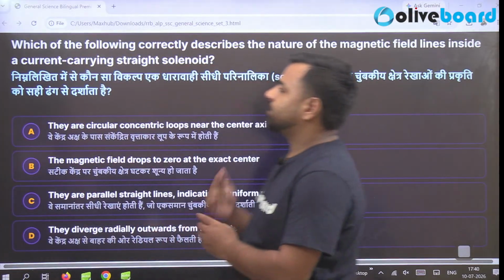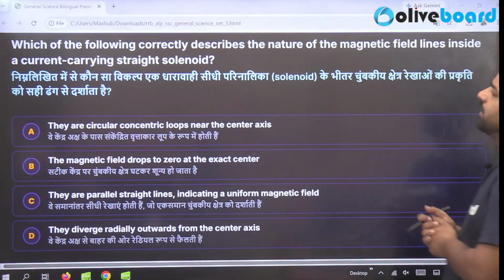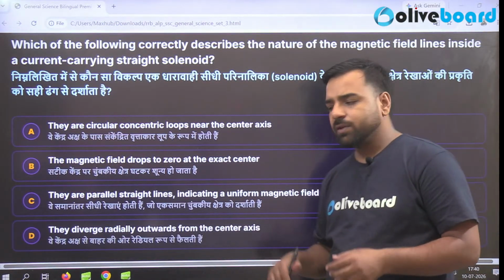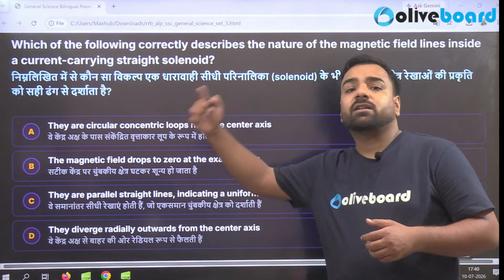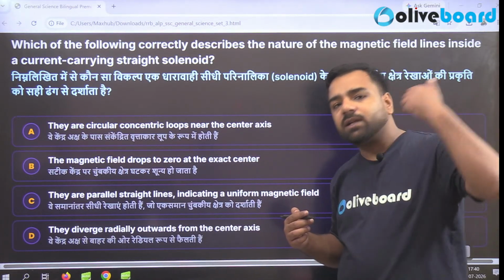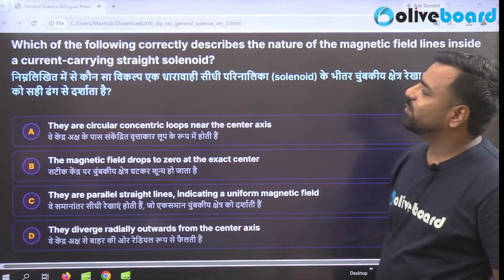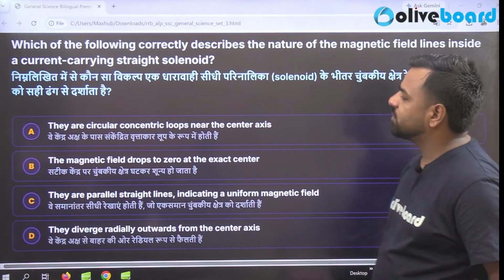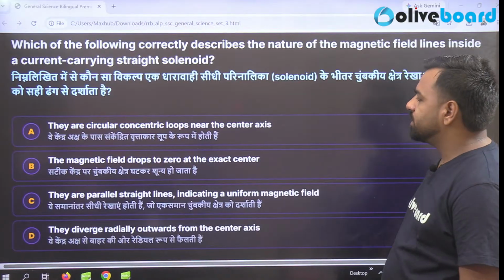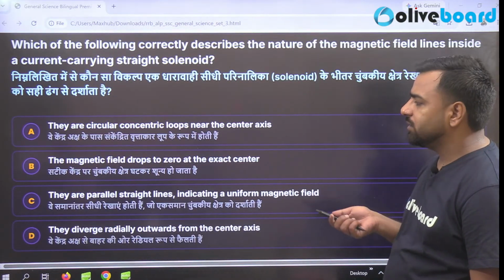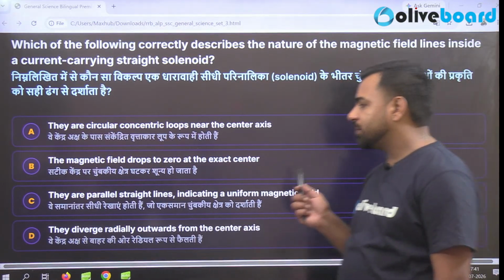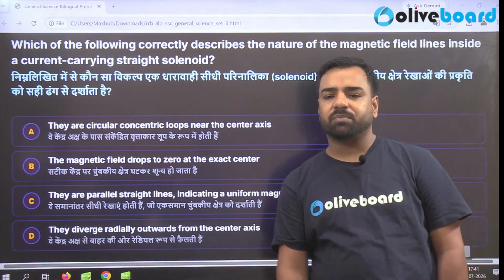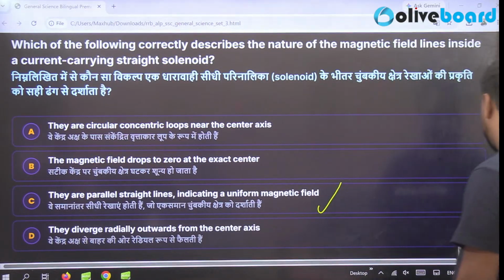Okay. Since we are talking about the magnetic field, yesterday we already discussed electromagnetic induction. If you remember, when the magnet was moved, an electric field was generated, there was an induced current. That was the concept of Michael Faraday, right? So which of the following correctly describes the nature of the magnetic field lines inside a current carrying straight solenoid? They are circular concentric loops near the central axis. The magnetic field drops to zero at the exact center. They are parallel straight lines indicating a uniform magnetic field. And yes, option C is the perfect answer. Is it okay, guys? Fine. So this is again done.